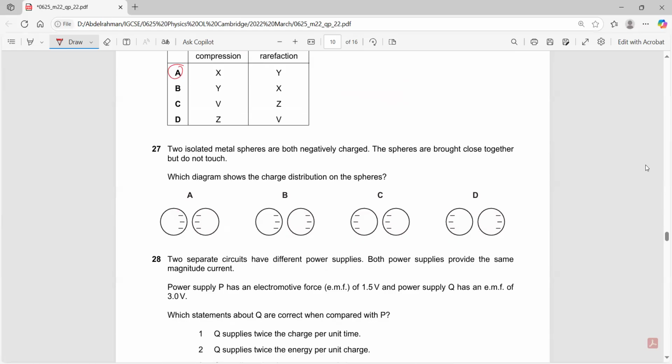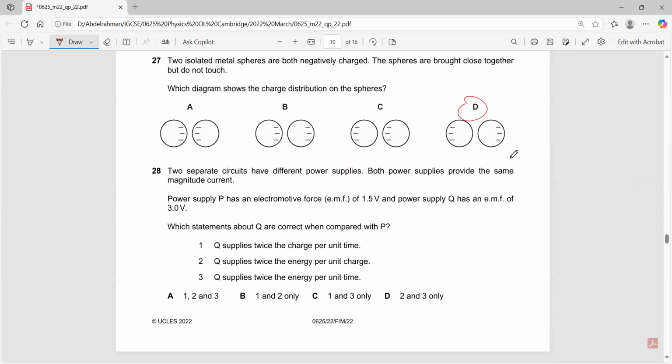Which diagram shows the charge distribution on the spheres? So you have negative, negative, and negative. Should they repel or should they attract? They definitely should repel. So it would be D. Negative electrons are moving away from each other as much as possible.